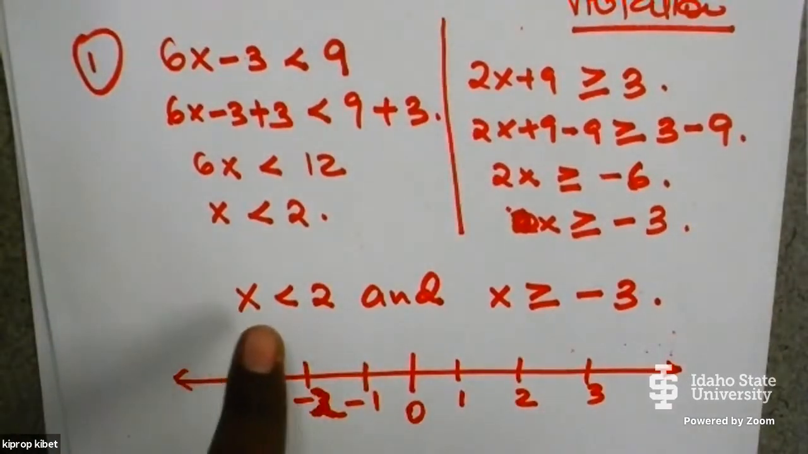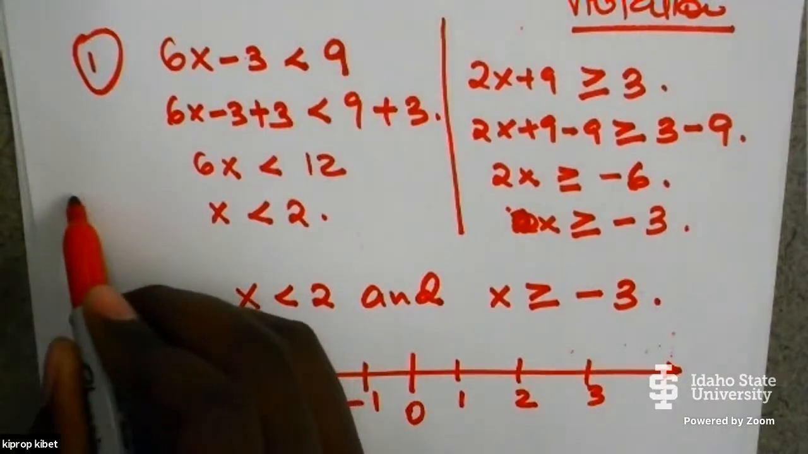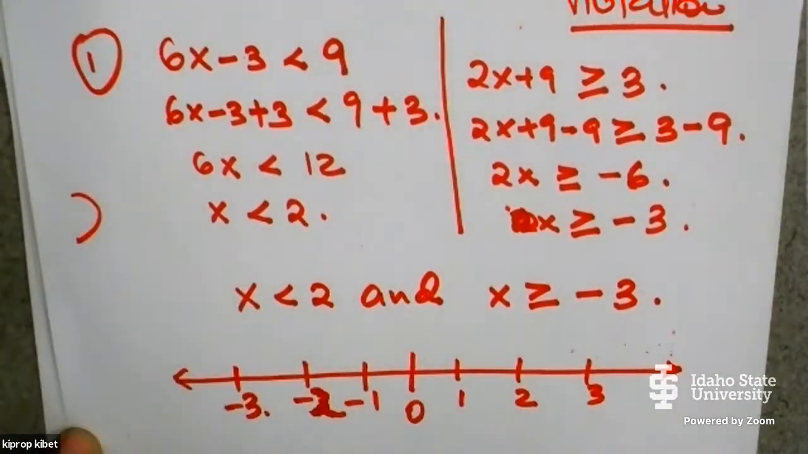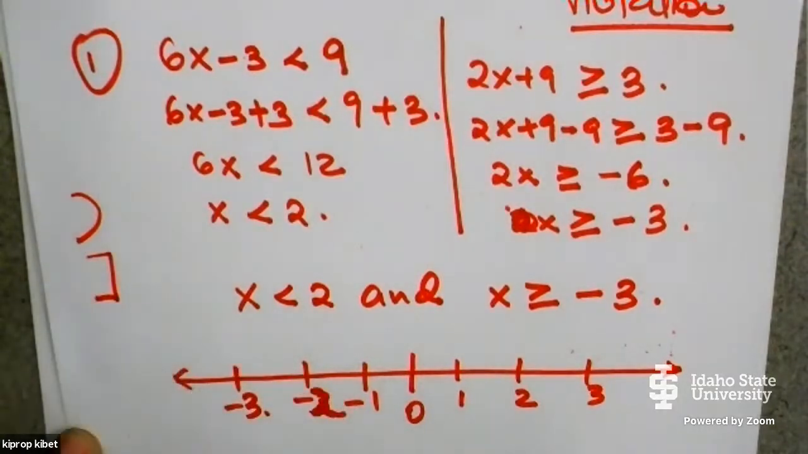So x is less than 2. Is this included or not? No. So if it is not included, then you use the what? Parentheses, okay? So if it is included, you use the brackets.